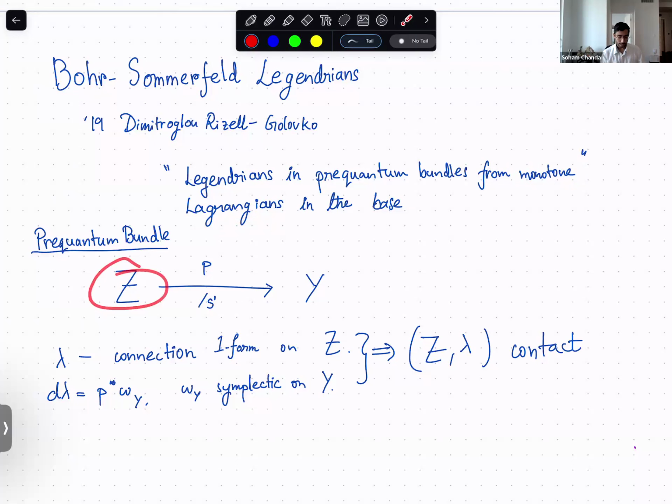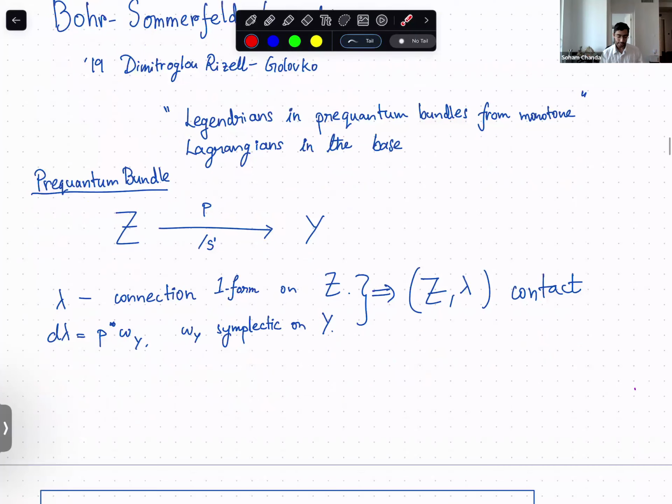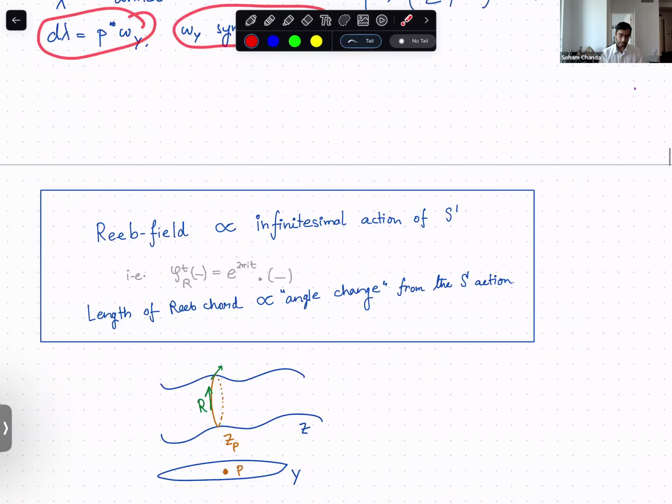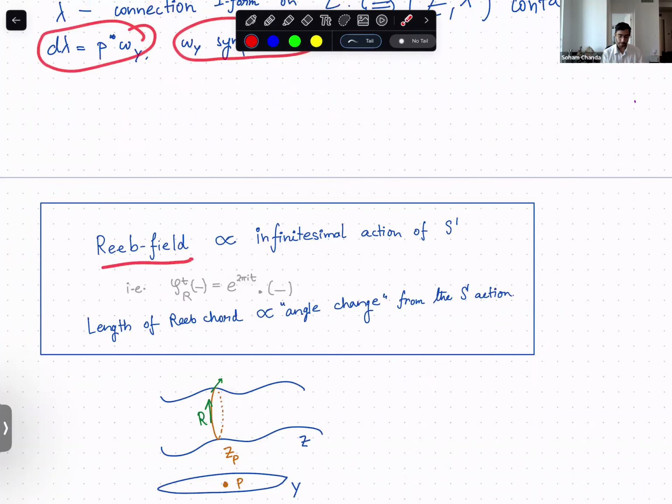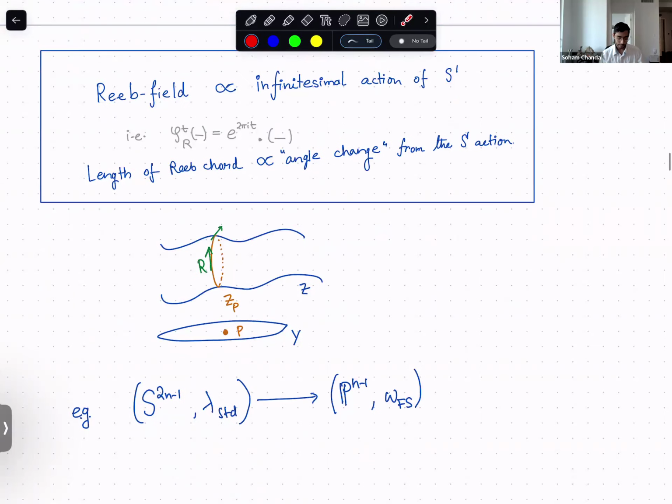A pre-quantum bundle is a circle bundle over Y, where Y is a symplectic manifold, and the circle bundle has a connection one form such that its curvature is given by the pullback of the symplectic form. You can check that this forces Z lambda to be a contact manifold because the curvature is the pullback of a symplectic form. And not only that, you can see that the Reeb vector field is exactly given by the circle action.